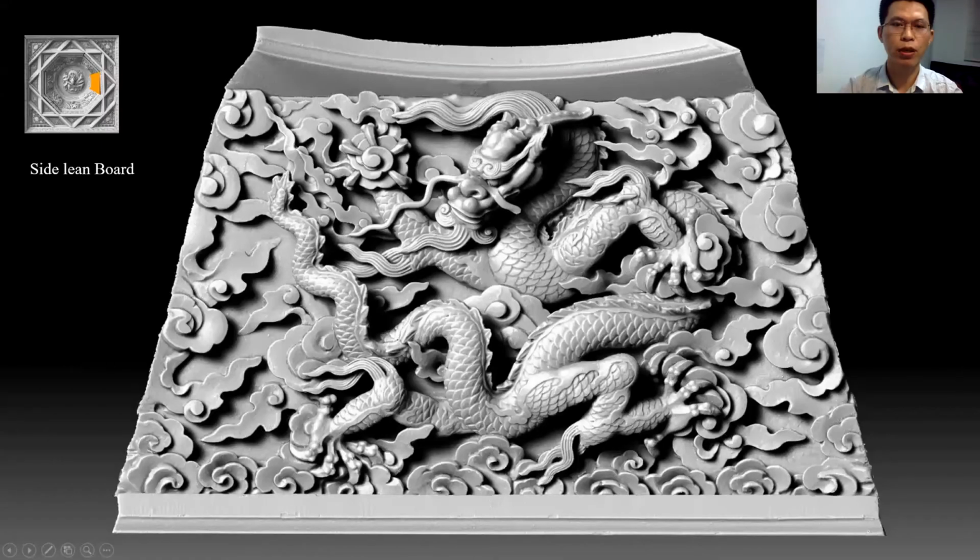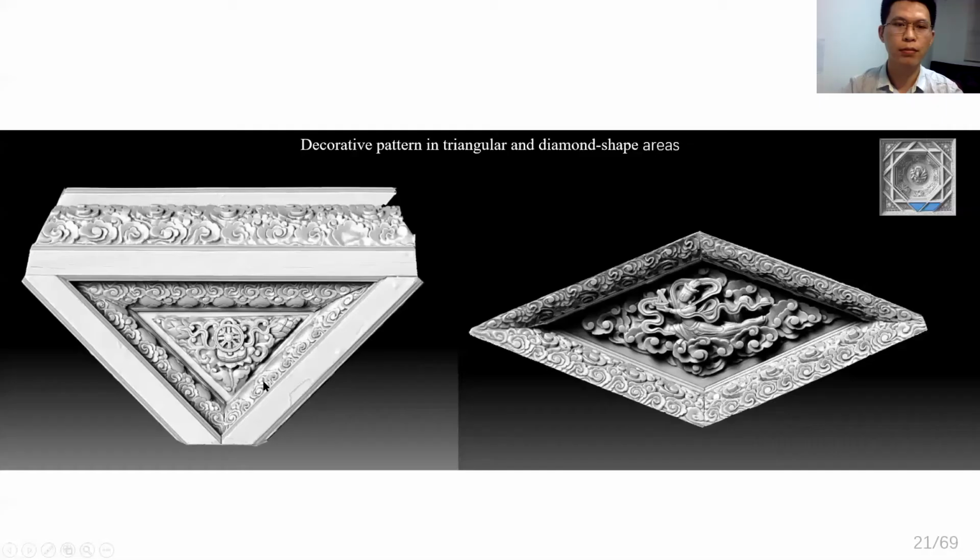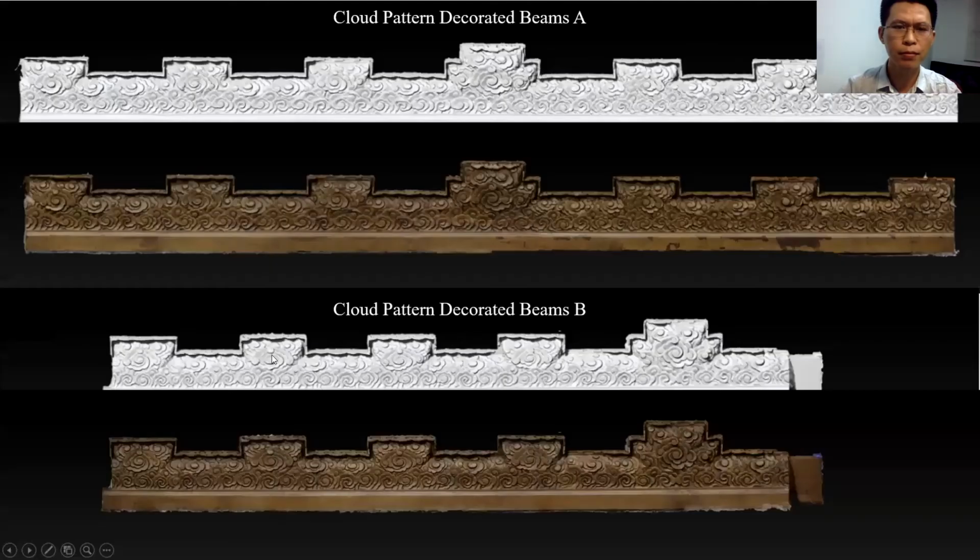And this picture shows the limb dragon and the cloud decorated board of the ceiling. This is 2 of the decorated patterns in the triangle and diamond shape areas of the ceiling. Because of the limited working time for the ceiling parts kept in the storage, we use photogrammetry techniques to reconstruct the 3D shape and then calibrate the size by hand measure records.